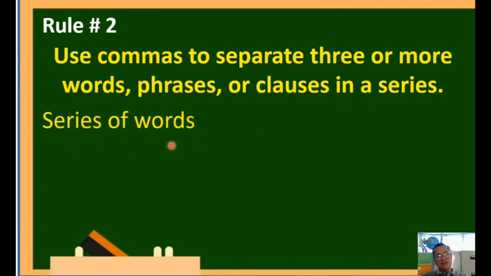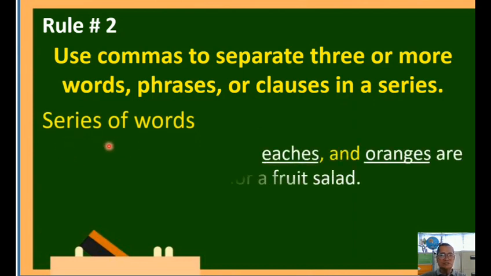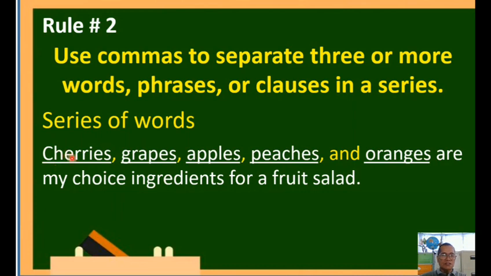Alright, this is an example of words in a series. Cherries, grapes, apples, peaches, and oranges are my choice ingredients for a fruit salad. Notice, in this sentence, we have 5 words in a series. 5 ang ating word dito sa series na ito. Itong cherries, grapes, apples, peaches, and oranges.